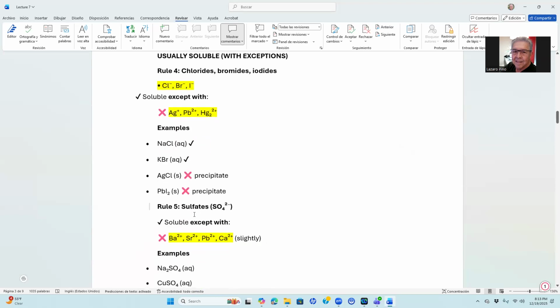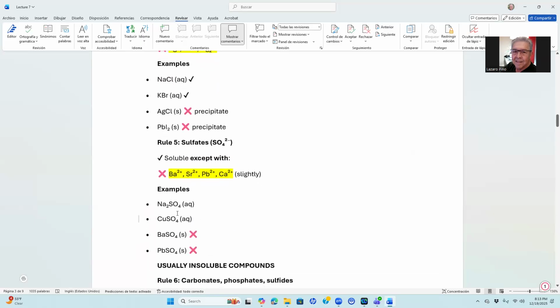Rule number 5 is for sulfates. They are soluble except barium sulfate, lead-2 sulfate, strontium sulfate, or calcium sulfate. They are not soluble or slightly soluble. It means that there is still some solid that has precipitated.